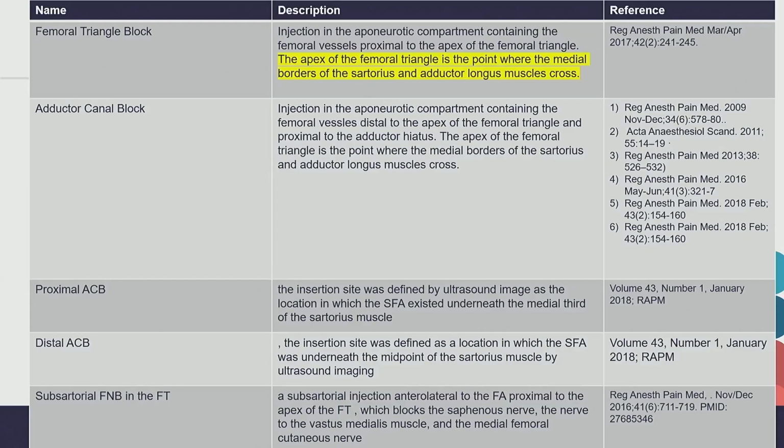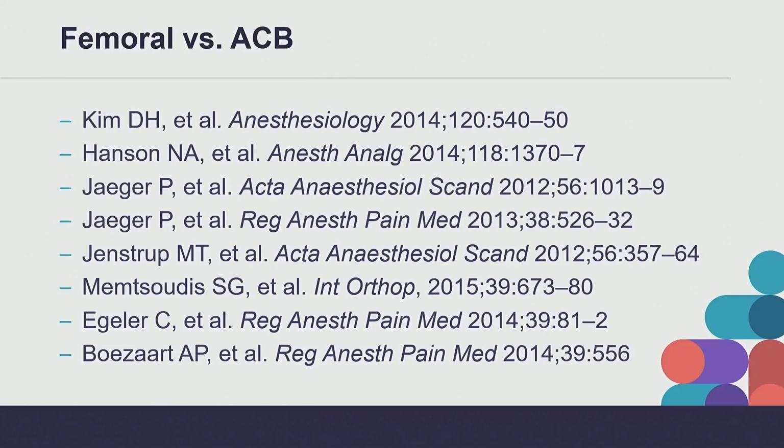And this is exactly what I just talked about. There are many studies that show either equivalence or non-inferiority of the adductor canal block over the femoral nerve block in the setting of total knee arthroplasty while sparing that motor component so that they can participate in immediate physical therapy.